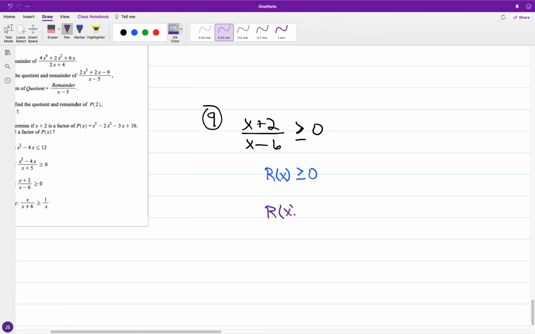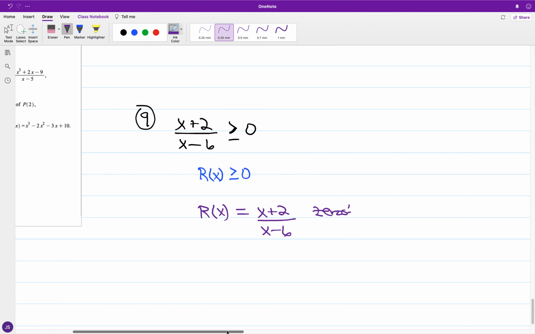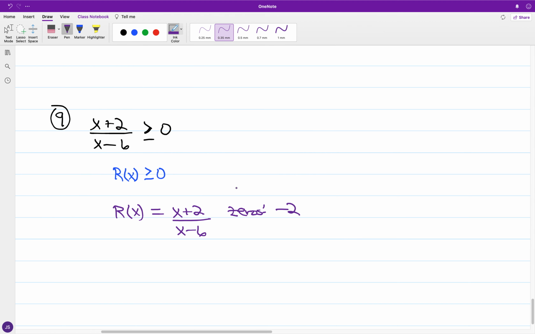We have r of x is equal to x plus 2 over x minus 6. Now for the zeros, for x plus 2, we're going to have -2, and -2 will set the function equal to 0 since the factor is exclusively in the numerator. And so that one is going to be in the domain. On the other hand, with x minus 6, the 0 value is 6, and that value would create a 0 denominator. So 6 is not in the domain.